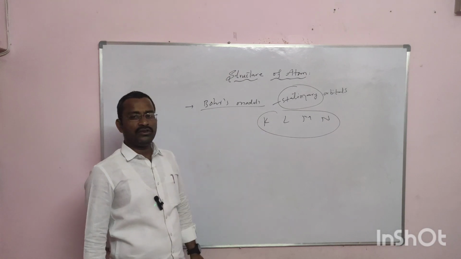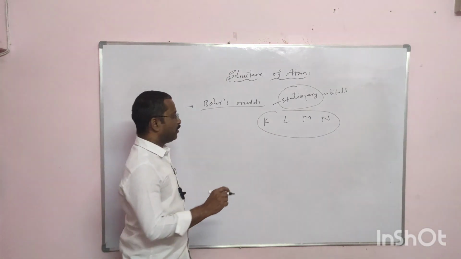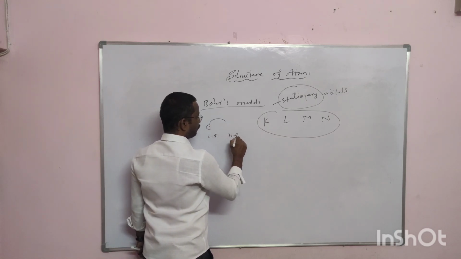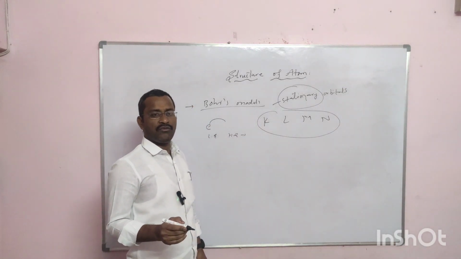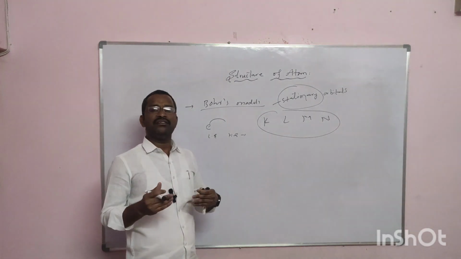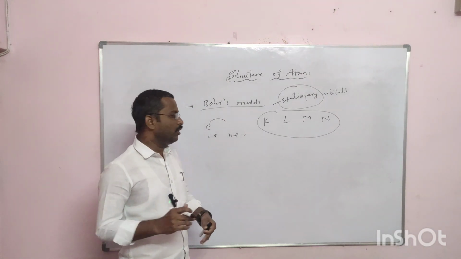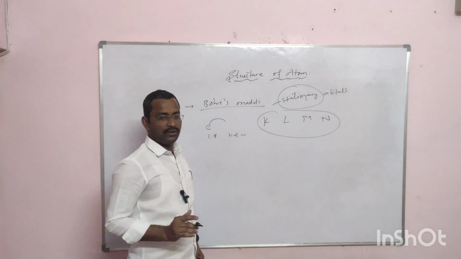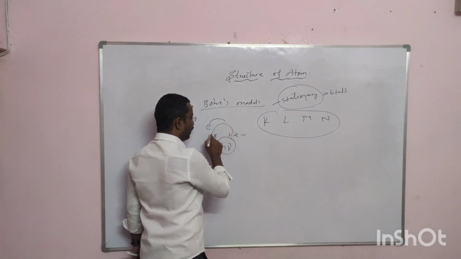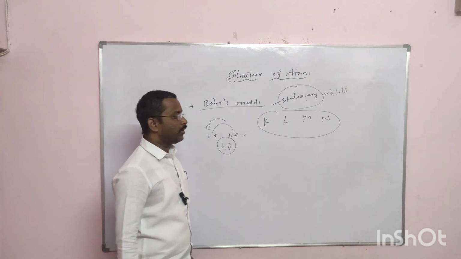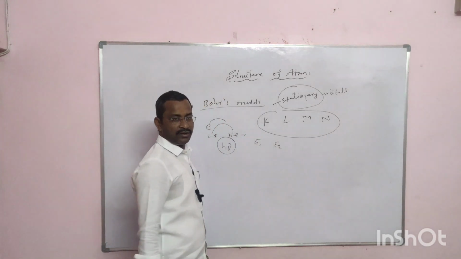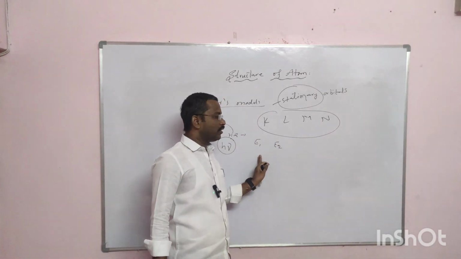Bohr explained about the stationary shells, and also he explained that when electrons jump from a lower energy orbital to a higher energy orbital, they need to absorb some energy to reach the higher energy orbital. That energy is equal to h nu, and that should be equal to the difference of the orbitals. Let's take an example, E1 and E2. There are two orbitals. E1 is the lower energy orbital, E2 is the higher energy orbital.